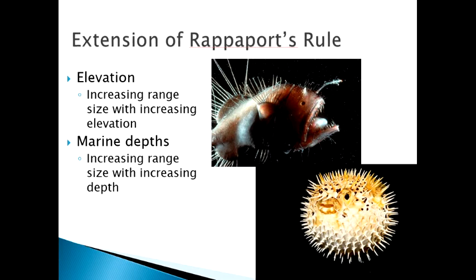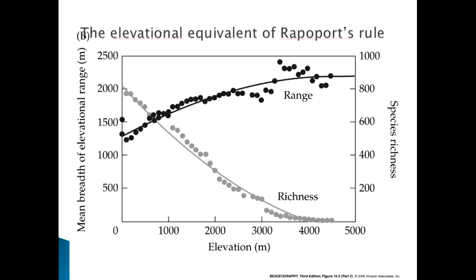Same thing with marine depths. As you go deeper into the ocean, there are fewer species, but they have larger ranges. And so this is just a picture of the elevation equivalent of Rappaport's rule. As you go higher and higher on a mountainside, the light gray line shows less and less richness. That's the elevation equivalent of the latitudinal diversity gradient. And then here's this scissor type diagram showing the geographic range. So fewer species have wider ranges.